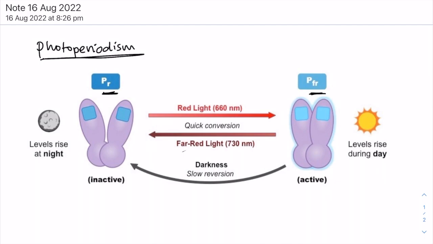The active form, PFR, is broken down into the inactive form when it absorbs far red light. Additionally, the active form will gradually revert back into the inactive form in the absence of any light, which is called darkness reversion. Because sunlight contains more red light than moonlight, the active form is predominant during the day, as you can see here, whereas the inactive form is predominant during the night.